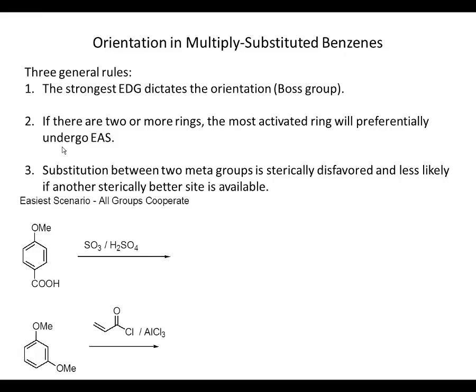Okay, let's look at how we predict where substituents are going to go in multiply substituted benzene rings. There are three general rules. The strongest electron donating group dictates the orientation, and I just refer to this as the boss because it's the only one whose opinion counts. If there are two or more rings, and we'll see many examples of that, the most activated ring will preferentially undergo the electrophilic aromatic substitution.